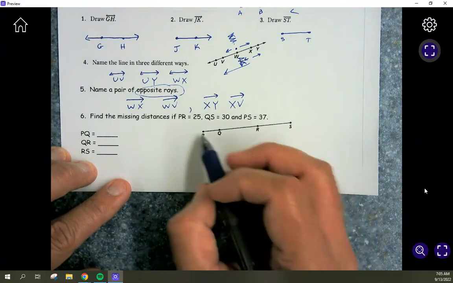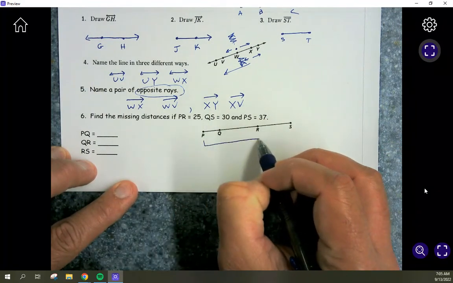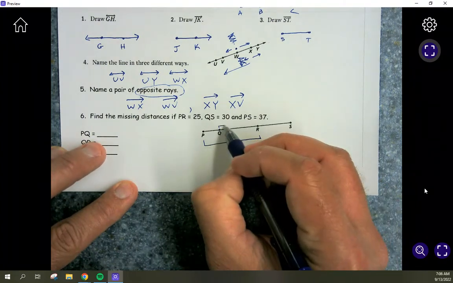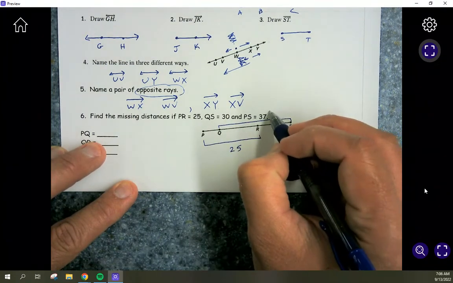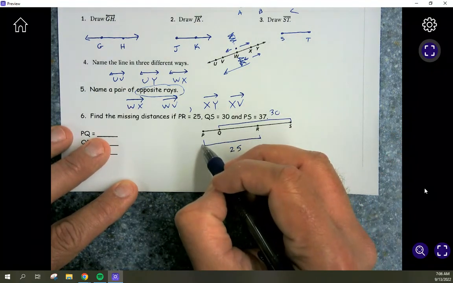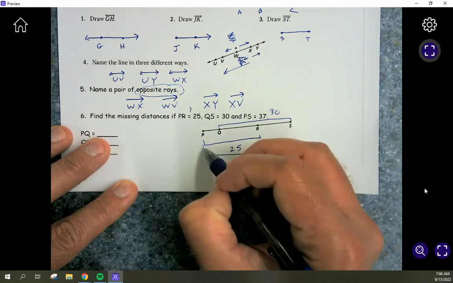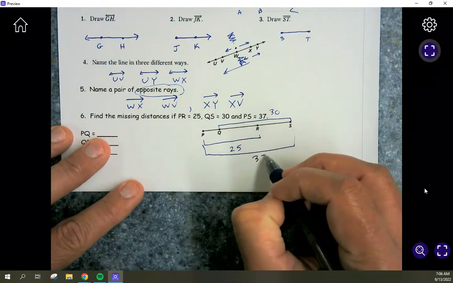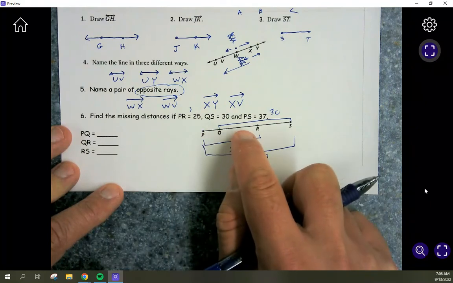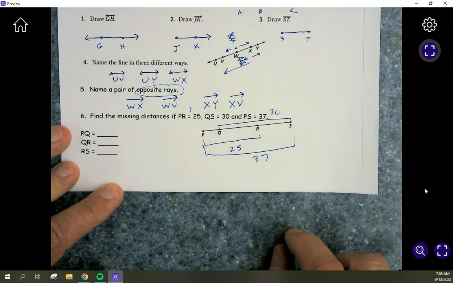So let's label what we have here. PR, this distance, is 25. QS is 30. And PS, the whole thing, is 37. And now we need to go find these. We got to find PQ, QR, and RS.